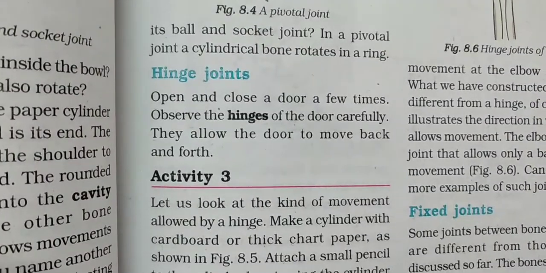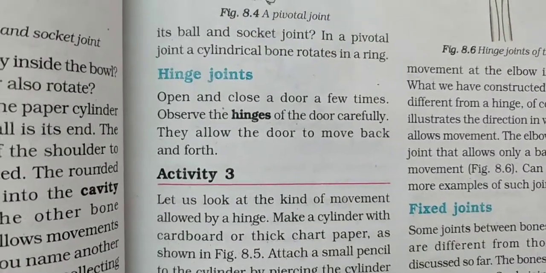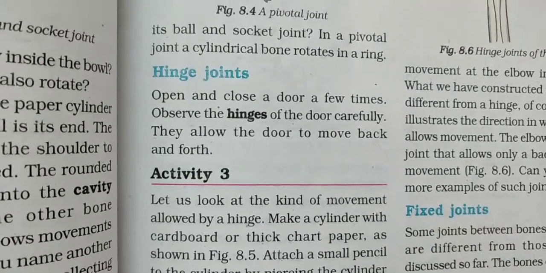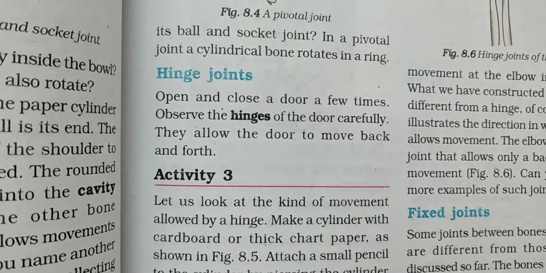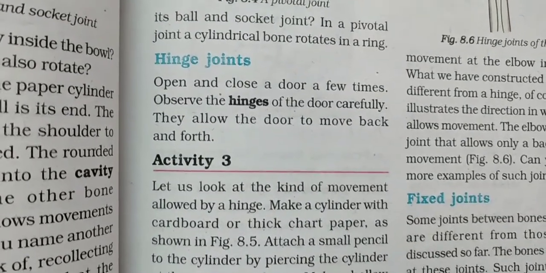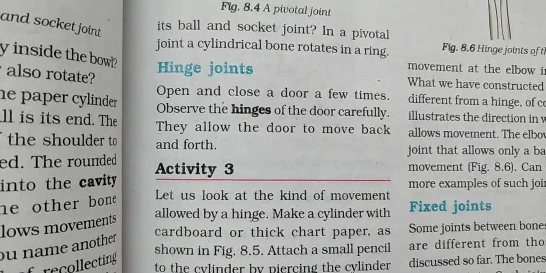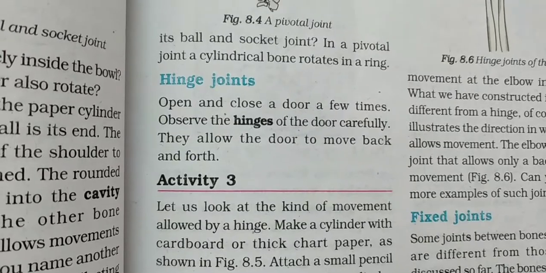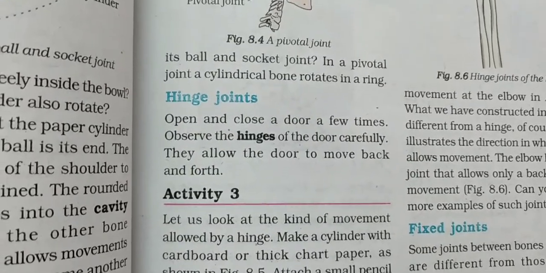That's the same way the hinge joint works in our body. They allow the bones which are connected to it to move back and forth. Back and forth मतलब पीछे की तरफ मुड़ सकता है, आगे की तरफ वापस उस तरफ ले जा सकता है. That is called back and forth.